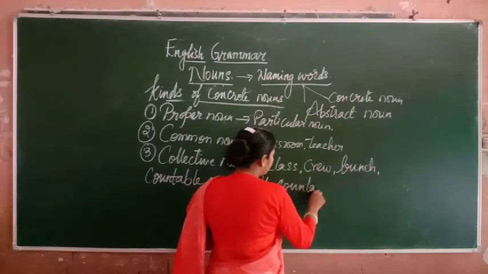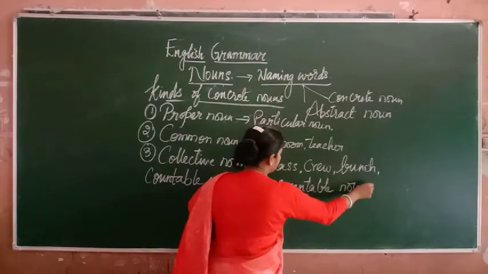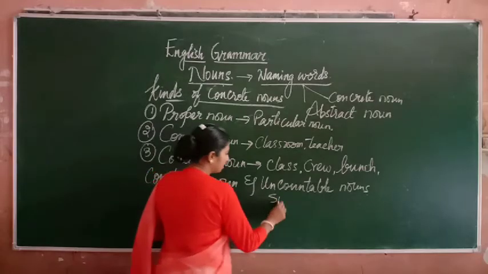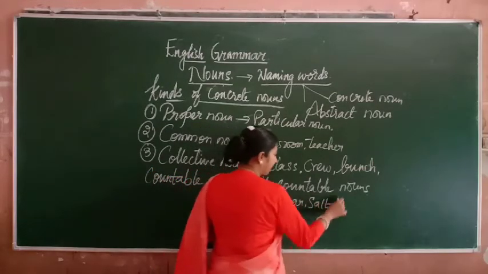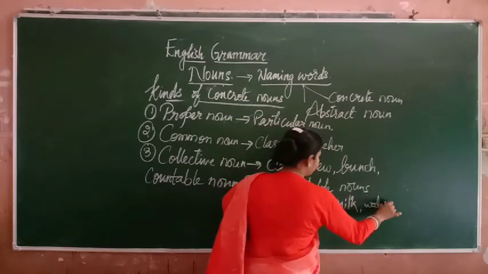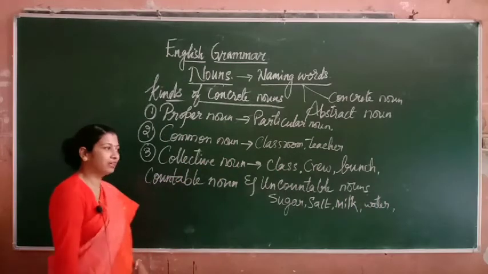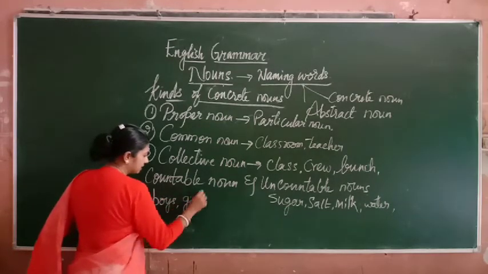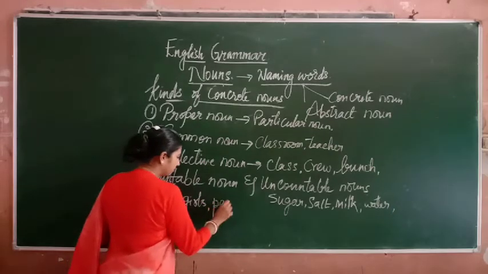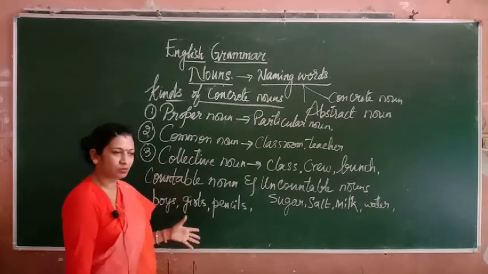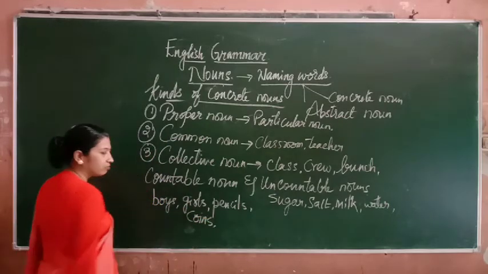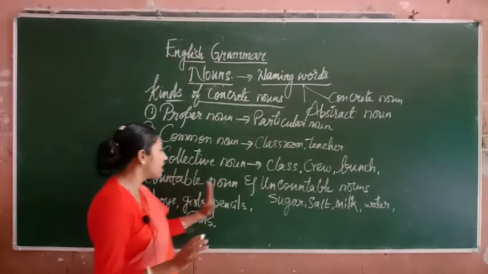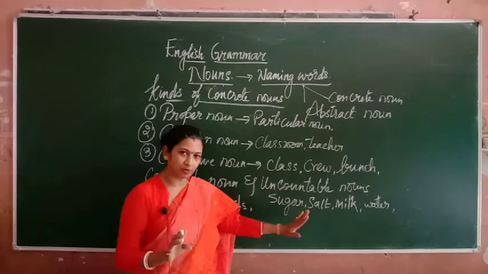Now, what do you mean by countable and uncountable nouns? Like for example, sugar. Can you count sugar? No. So sugar, salt, they are nouns but they are uncountable. Milk, water, they are uncountable nouns. But when we talk about countable, like we can count boys, we can count girls, we can count pencils and other things. We can count coins and whatnot things. All those things which can be counted as 1, 2, 3, 4, 5, 6, they are all countable nouns, and those which cannot be counted, they are all uncountable nouns.